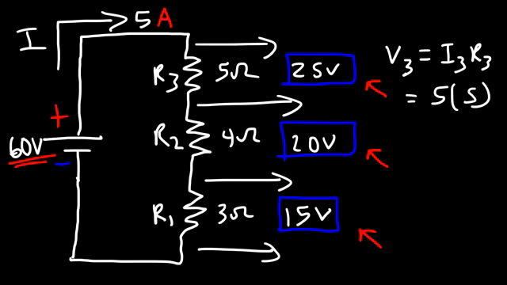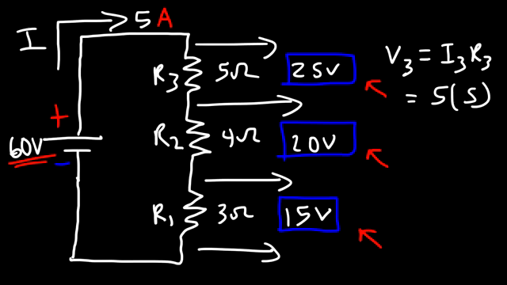And so the voltage of the battery is equal to the sum of all of the voltage drops across those resistors. And there's something called Kirchhoff's voltage law, which basically states that as you go around a circuit in a loop, the total voltage will be 0.